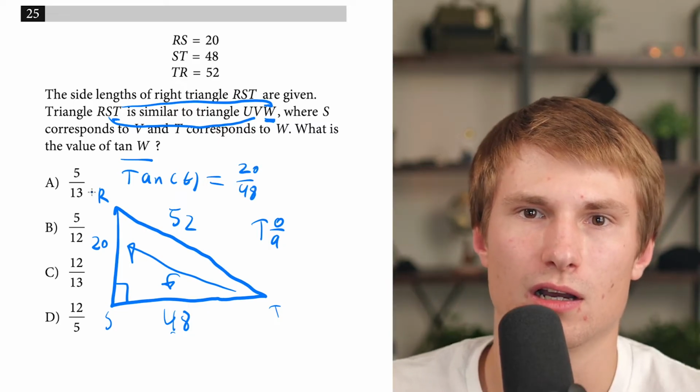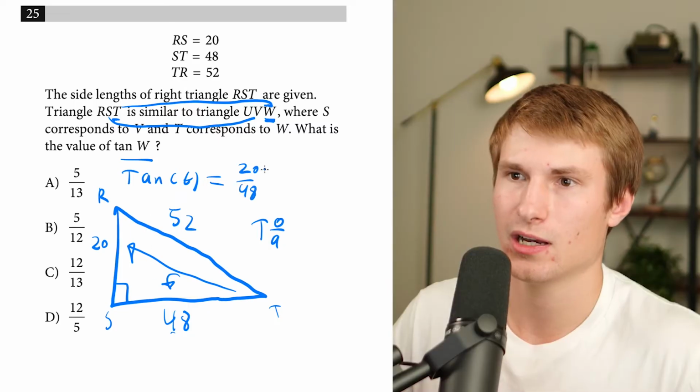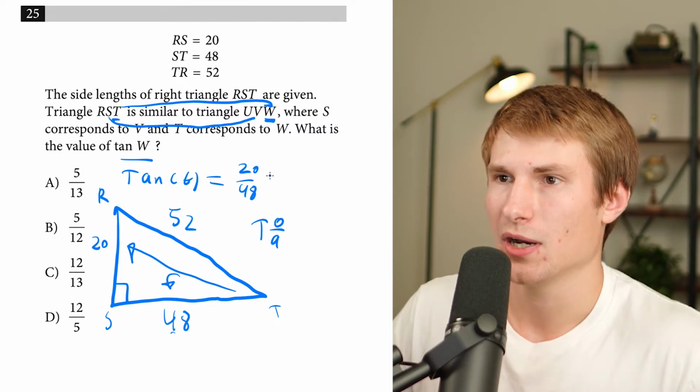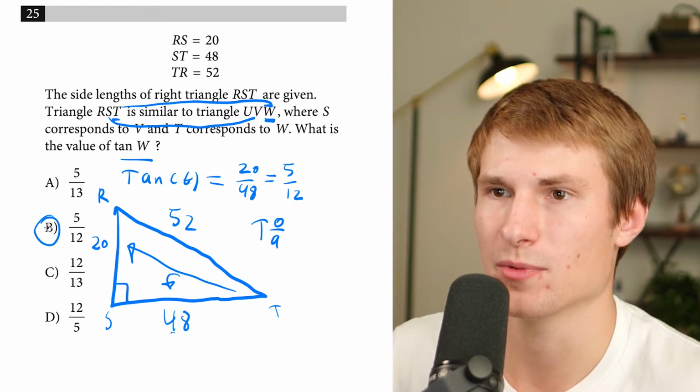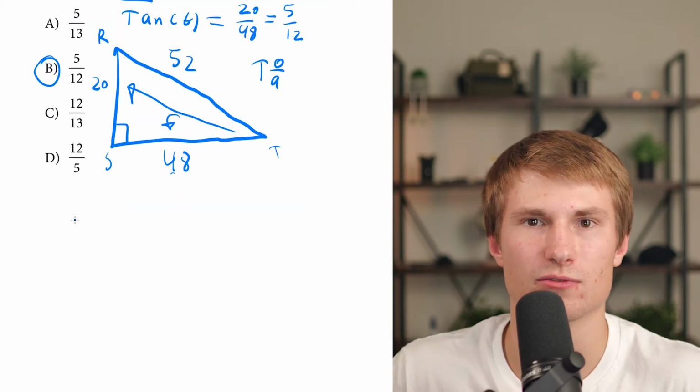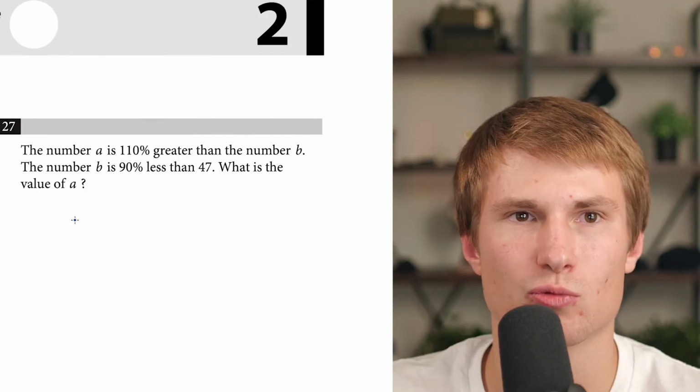From there, that is not one of the answer choices, so we're gonna have to simplify. Looks like we can divide both of these by 4, and that will give us 5 over 12. So we see 5 over 12, that'll be answer choice B. So B would be our answer there for 25. Moving on to number 26.